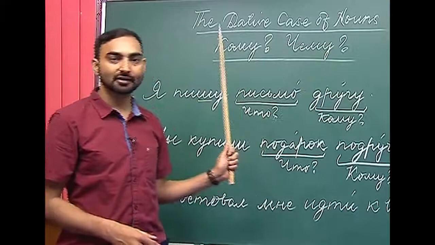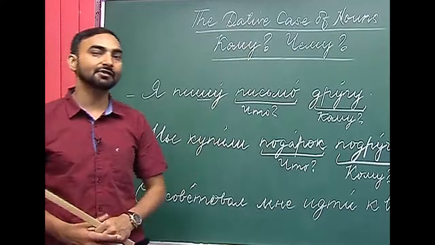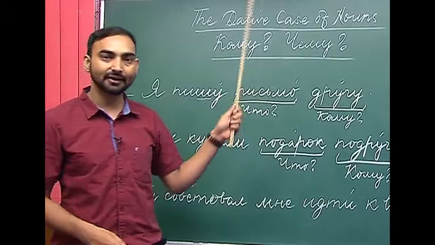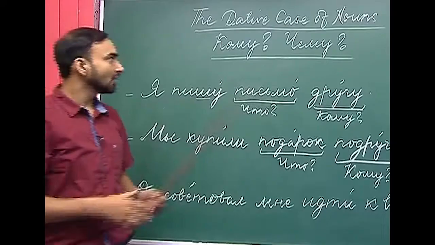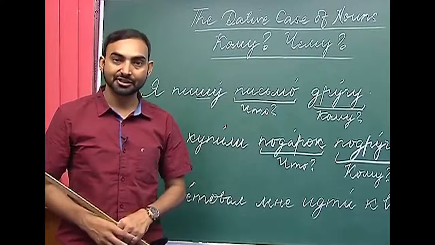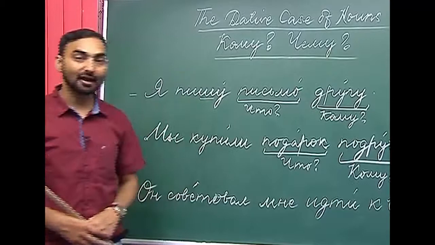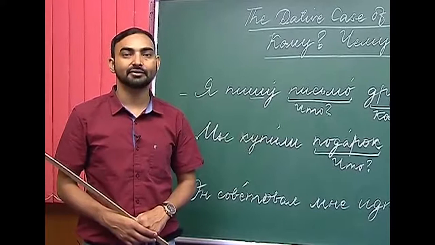Kamu represents the animate nouns and chimu inanimate nouns. So if the question is kamu, then the answer would be animate nouns in the dative case, and if the question is chimu, the answer would be inanimate nouns in the dative case. The dative case of nouns without prepositions denote indirect objects in a sentence. So we have discussed what are direct objects. Now we are saying that dative case denotes the indirect objects.